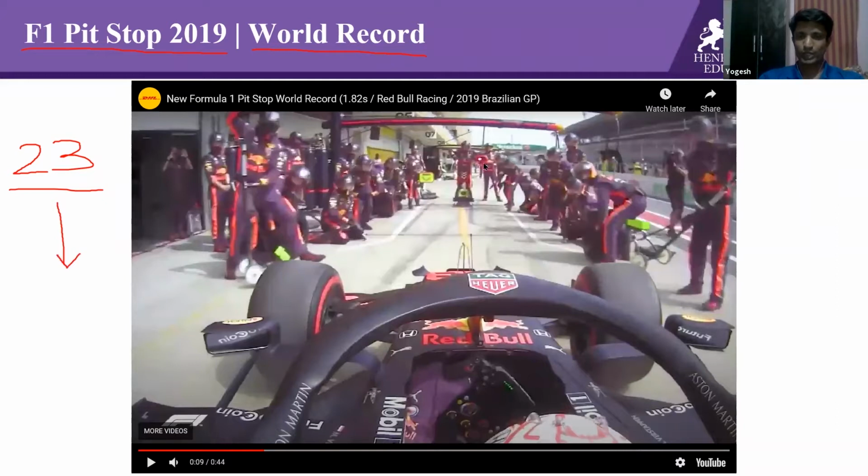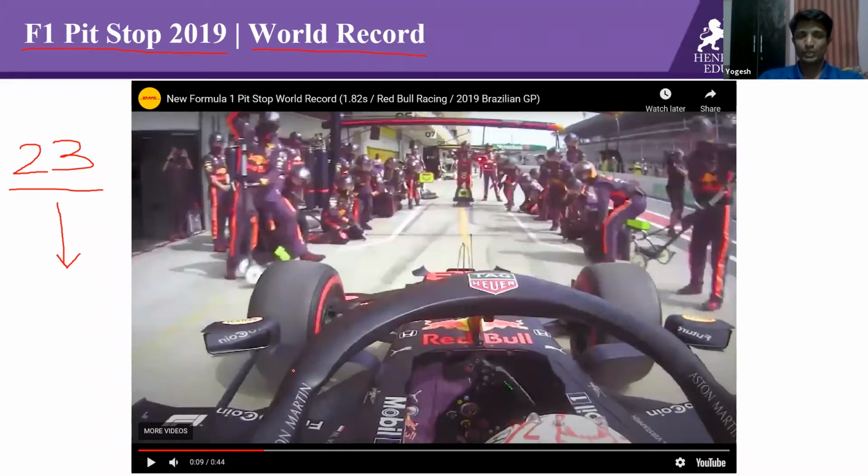Someone is holding the signal, red or green, to decide whether to allow the driver to go or not. There are two jackmen, one on the front side and one on the back side. See this jackman. He goes to the back side and lifts the car as and when it comes. All these activities happen within a fraction of a second, like 2 seconds. Imagine, a normal person cannot even bring the jack to the car in 2 seconds, and this guy is unbelievably changing four tires within 2 seconds, guys. That is the power of SMED.